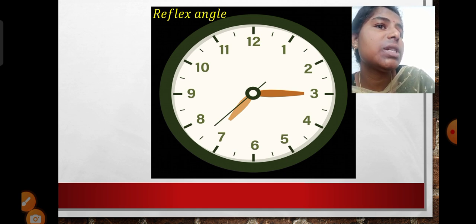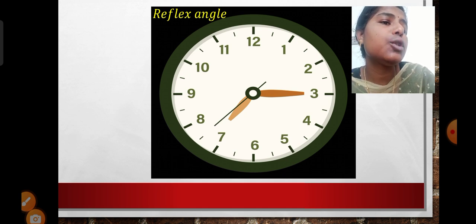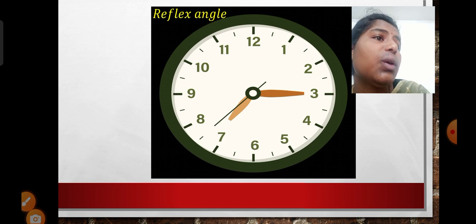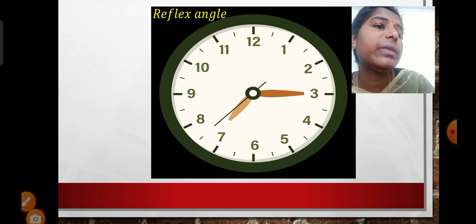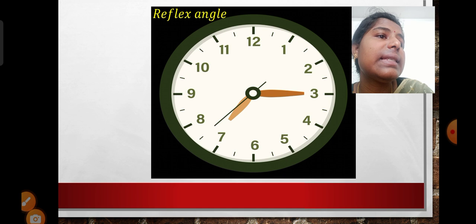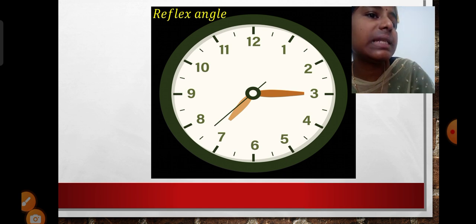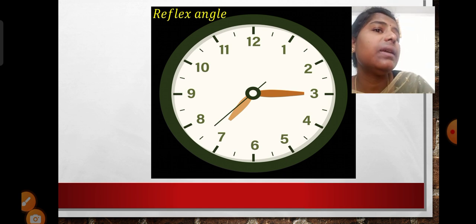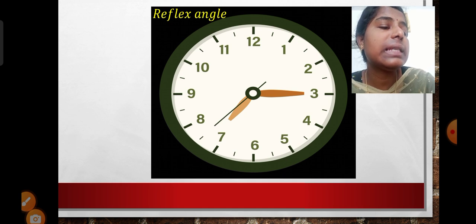If we measure this, what is the angle? We will get maybe 190 or 200. Yes, so like that. If we get the angle below 360 and above 180, it is a reflex angle. So this is an example of a reflex angle.